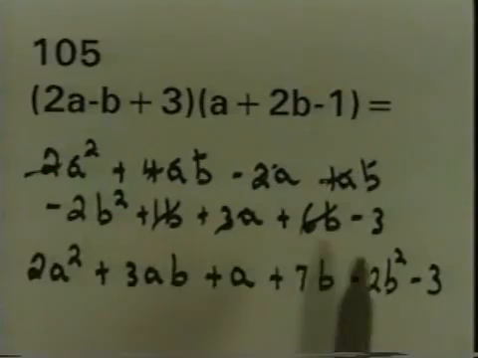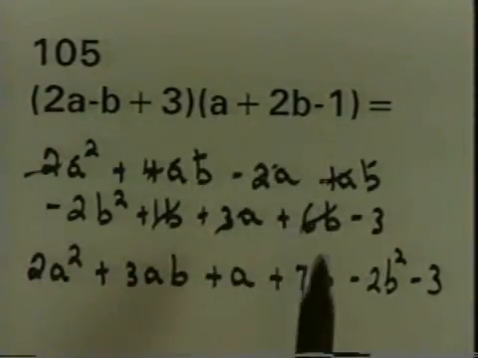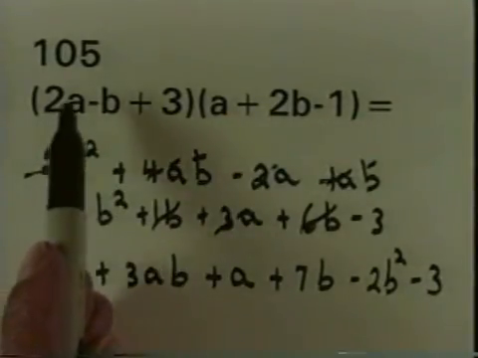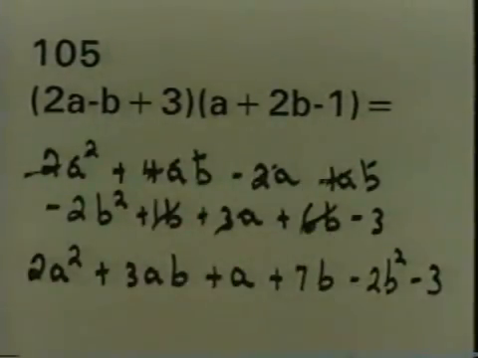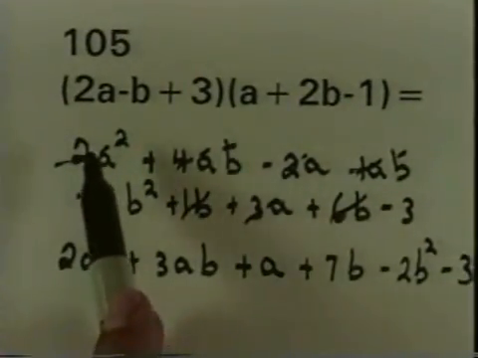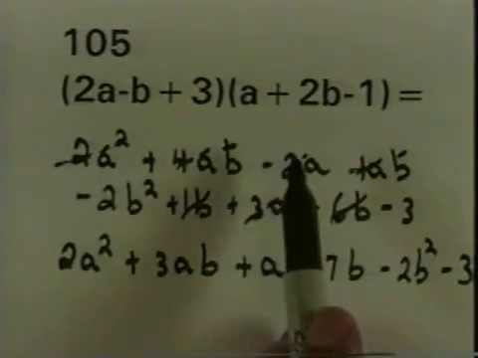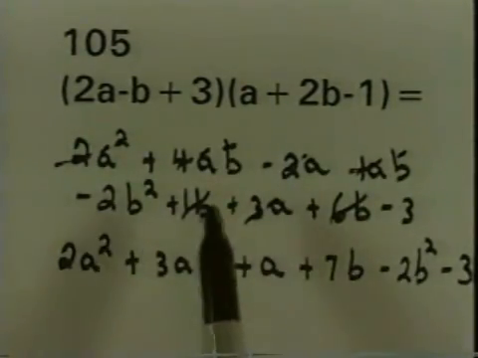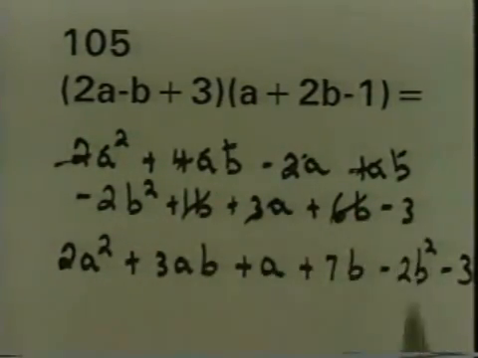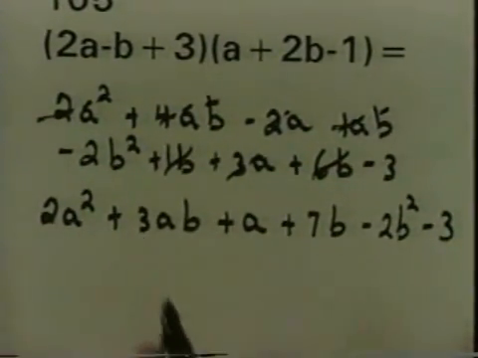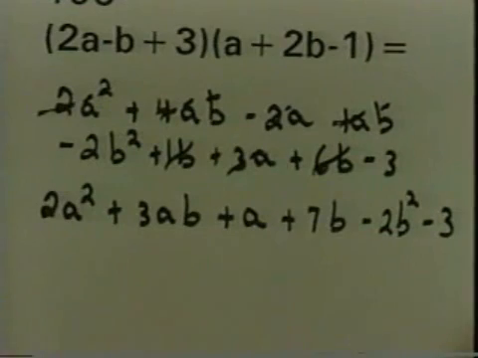I should have checked the number of terms up here to make sure I had multiplied enough. I have 3 terms here, 3 terms here. 3 times 3 would be 9, so I should have 9 terms before I start combining. 1, 2, 3, 4, 5, 6, 7, 8, 9. So I had all my terms. Then I just need to be careful with combining like terms.